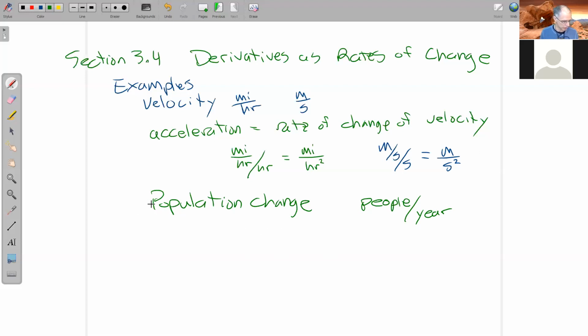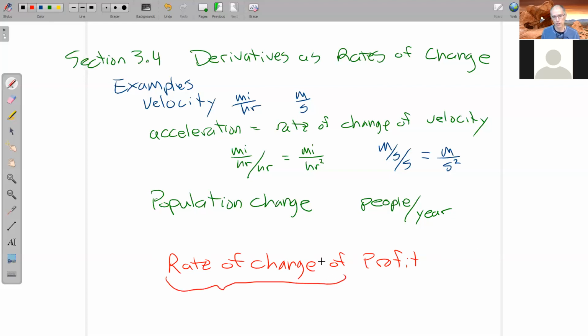Other examples, from business applications, we have a change in rate of change of profit and cost and revenue. Use profit, for example, but it could be cost or revenue. And in business, rates of change, they call those margins. So another way to say the rate of change of the profit would be what's the marginal profit.